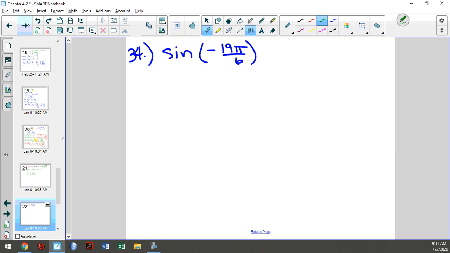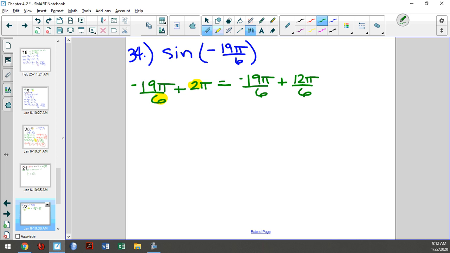It says evaluate using the period, say it's -19 pi over 6. Well, -19 pi over 6 is clearly a negative angle, meaning it's opening clockwise. And since it's negative, I need it to land on the unit circle. So instead of subtracting 2 pi, what am I going to do? I'm going to add 2 pi. So I'm going to take -19 pi over 6 and add 2 pi to that. How do we get a denominator that is the same? Take 6 times 2, and what does that give me? It's going to give me 12 pi over 6.